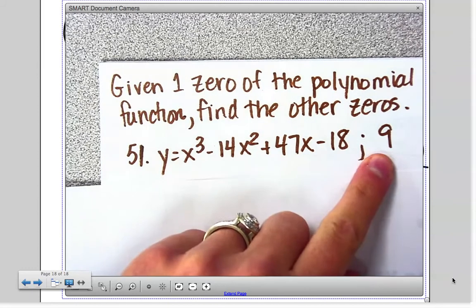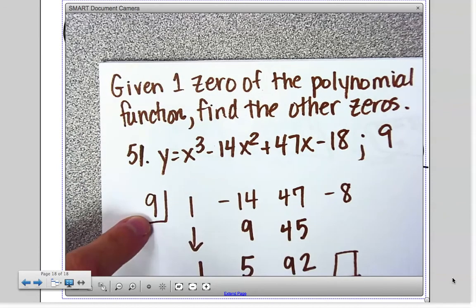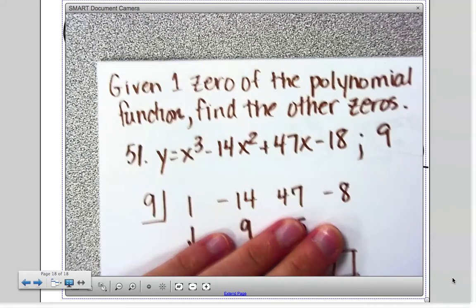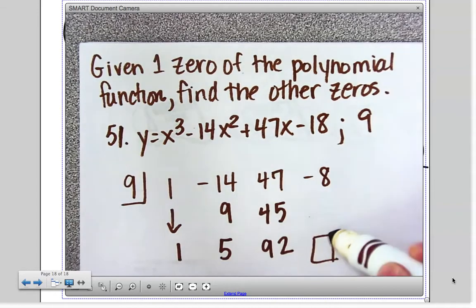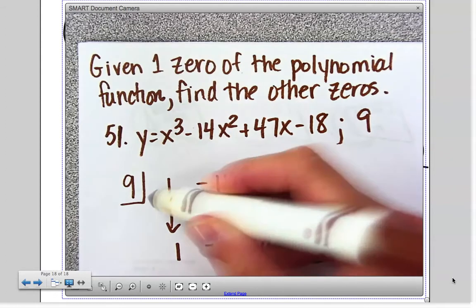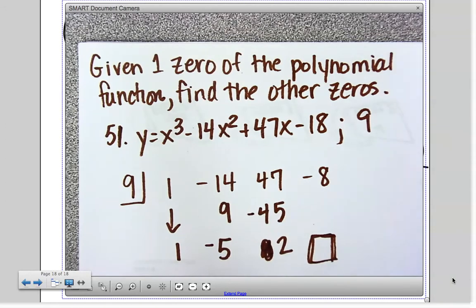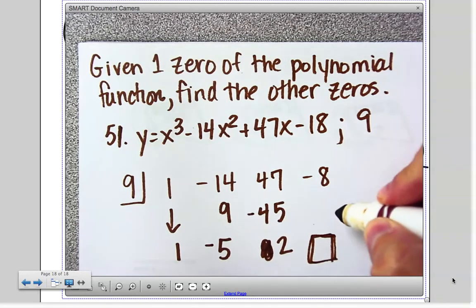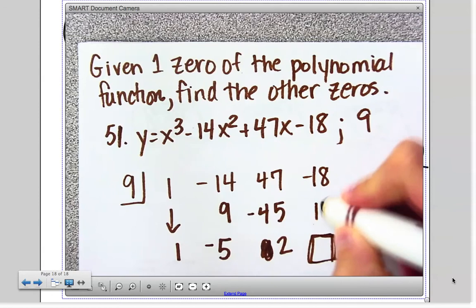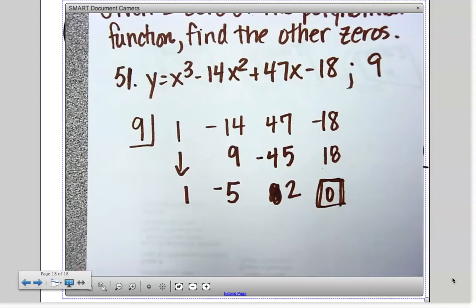It gives me that 9 is an x-intercept. So the process at this point is going to be to put 9 in the backwards L and write your numbers down here. And as I do this process, we know in this box I have to end up with a 0. So I drop this 1, multiply, add, multiply, and that's going to be just a 2. Oh, I made a mistake here. That's supposed to be 18, not 8. And 9 times 2 is going to be 18 right there. Add those together and I'm going to get 0.